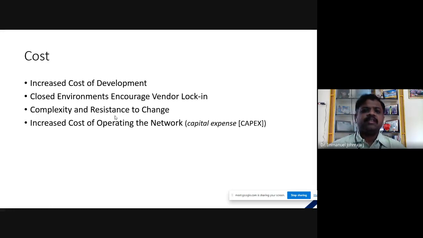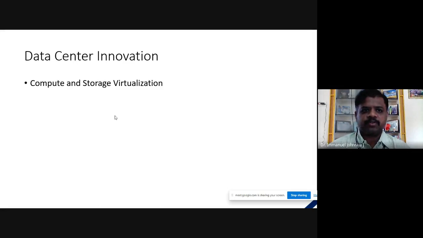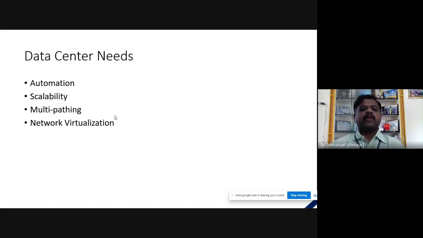All right, so these are all the reasons why traditional networking devices take a dip, and there is a necessity for moving towards software defined networking. And also this data center innovation has really made it almost compulsory that we should go for software defined networking, especially with the invention of computation and storage virtualization. We need to go for network virtualization as well. All right, so what does the data center need?